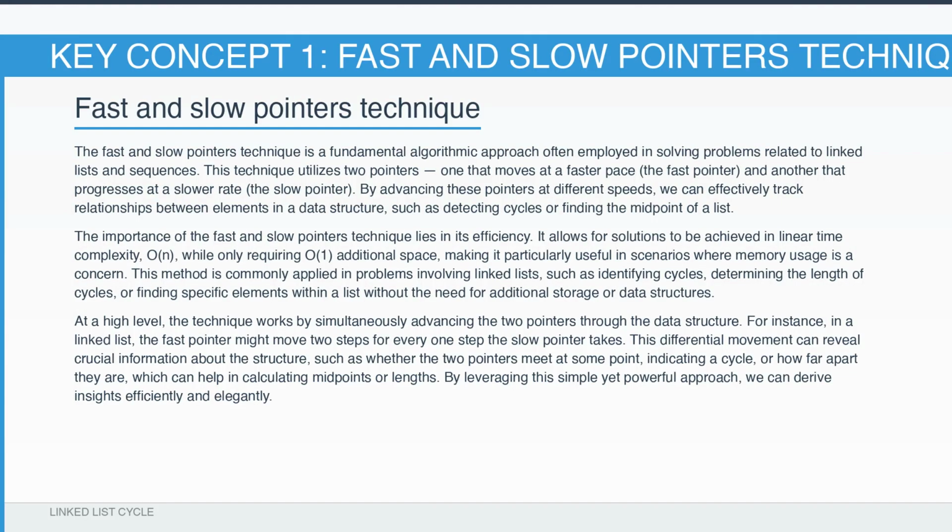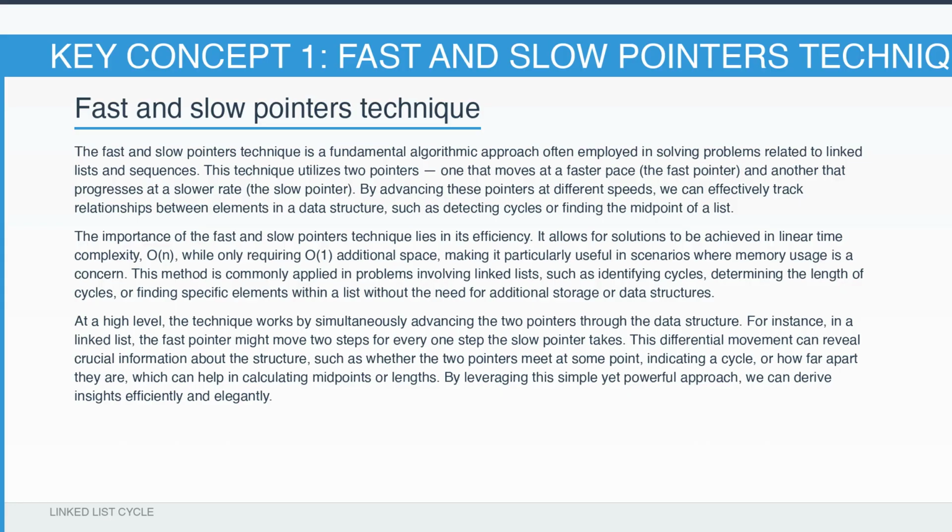The fast and slow pointers technique is a valuable method used to tackle problems in linked lists and sequences. Picture two runners on a track. One runs faster, while the other jogs slowly. By moving at different speeds, they can reveal important relationships in the data structure they traverse. In this technique, we employ two pointers. One moves quickly, often 2 steps at a time, while the other moves slowly, taking only 1 step. This difference in speed allows us to efficiently determine if a cycle exists in a linked list.